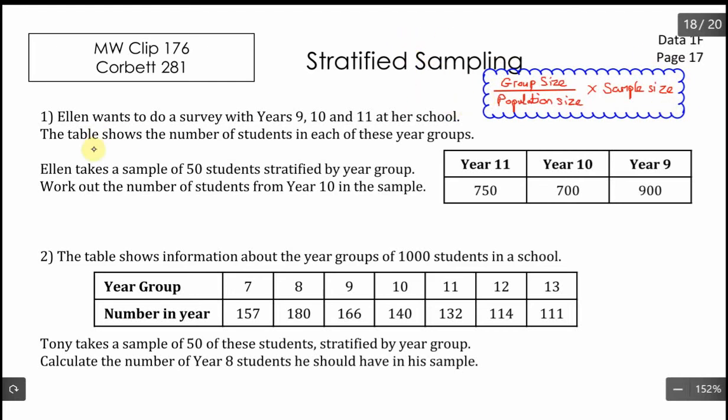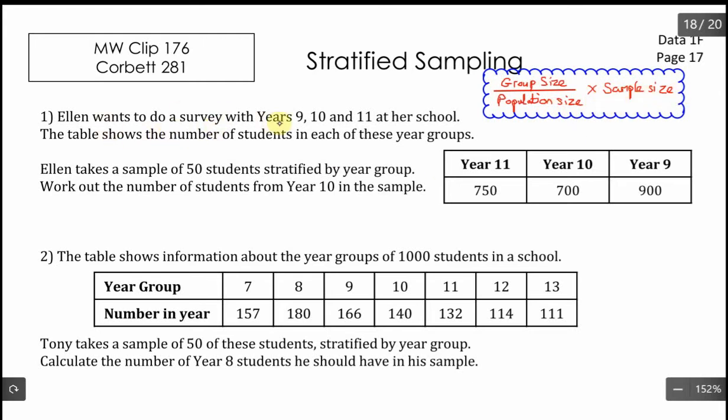So probably the best way to introduce this is to get stuck into the questions, but you will need to know this equation up here. Okay, so it's worth copying that down on your pack now, please. To work out how many people should be in your sample from a specific group, we do the group size divided by the population size times by the sample size. So let's apply this to this question.